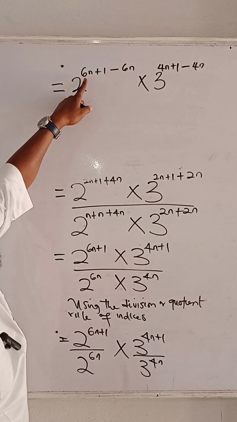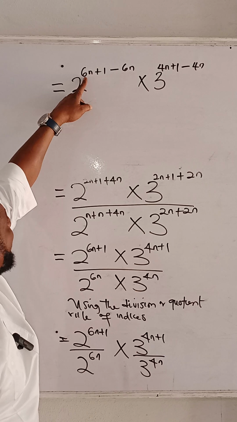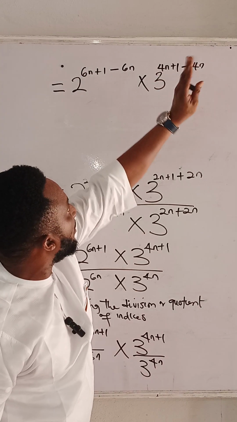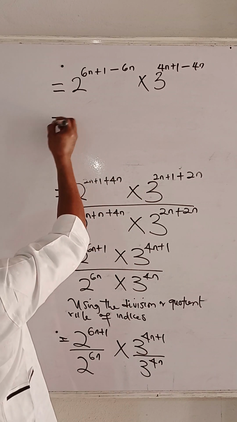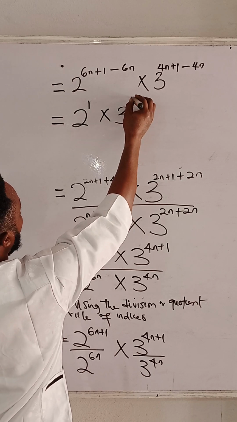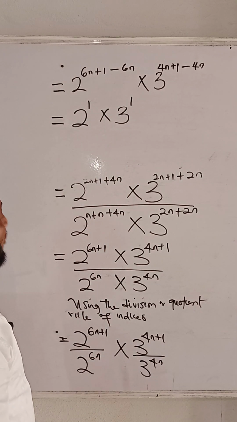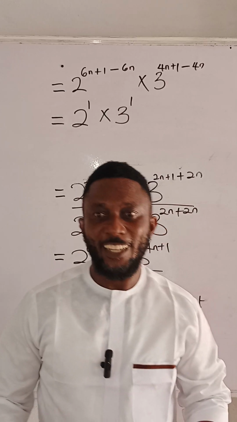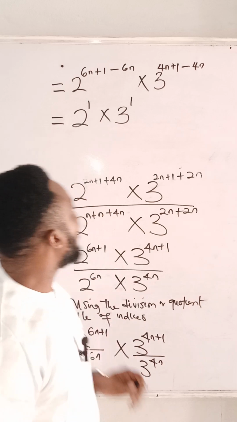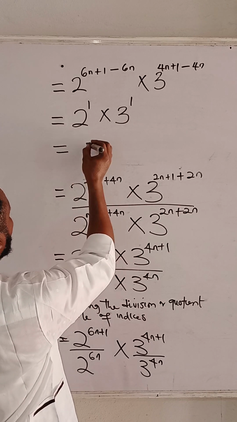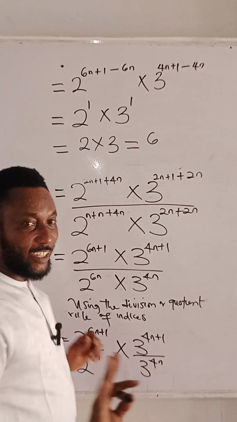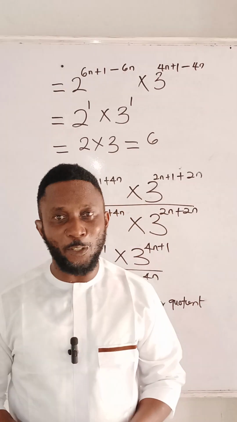Again, we perform a simple arithmetic operation. 6n minus 6n is gone, 0. 4n minus 4n is gone. So what we are left with is 2 to the power of 1 multiplied by 3 to the power of 1. And we know that a number raised to a power of 1 is the same as that number. So at the end of the day, our final answer to this problem is 2 times 3, which is equal to 6.